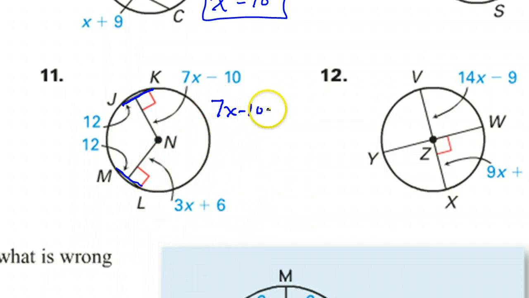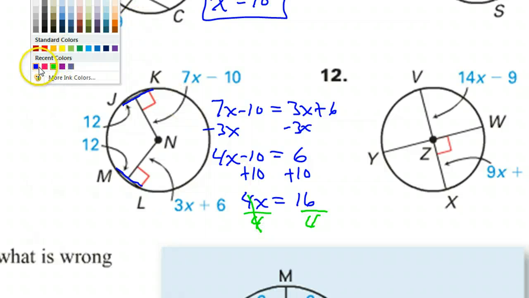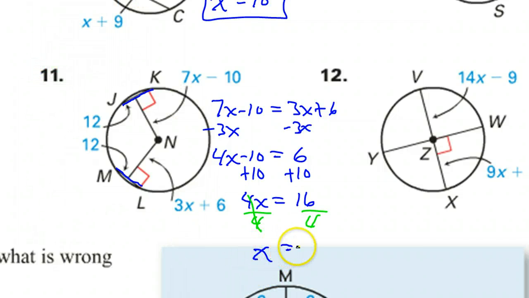In other words, 7x minus 10 should equal 3x plus 6. X is on both sides, so let's subtract to get them together. So that's 4x minus 10 is equal to 6. Add 10 to both sides. So 4x is equal to 16. And finally divide both sides by 4. So x is equal to 4.